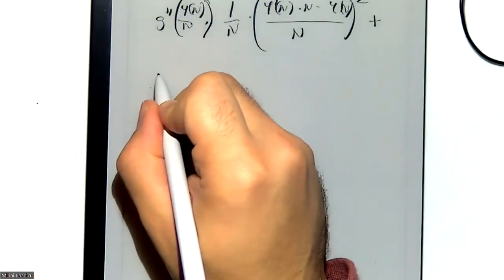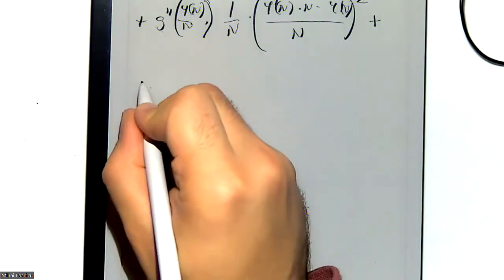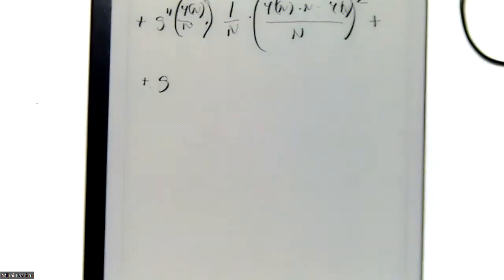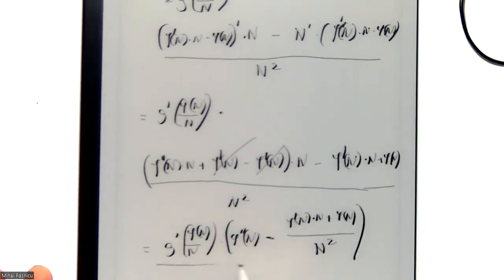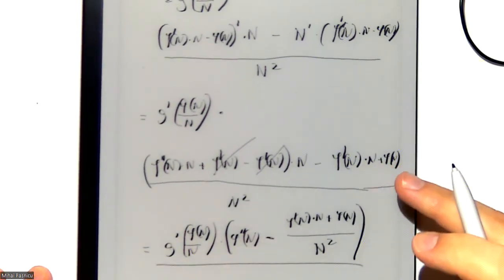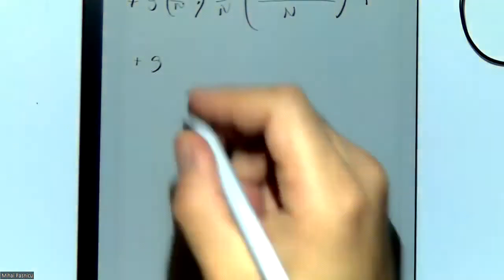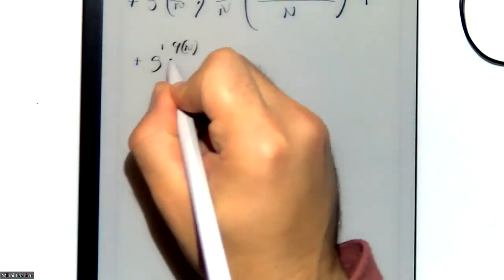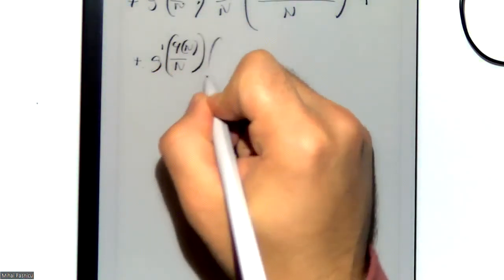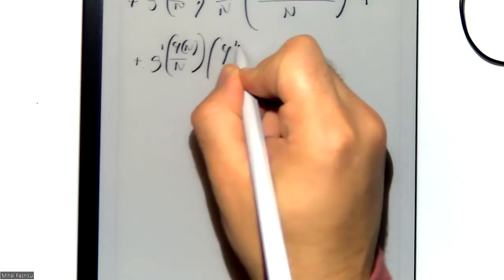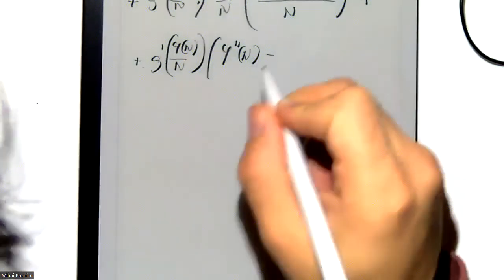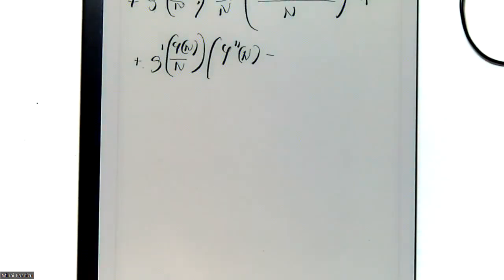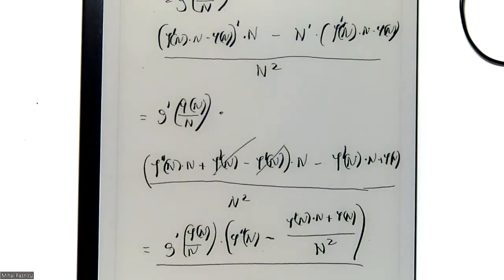And now my third term was plus. Third term is hopefully on the other page. It's this one. So I'm just gonna take this one. G prime of phi of n over n. And I have phi double prime of n minus, let's see how I wrote it.